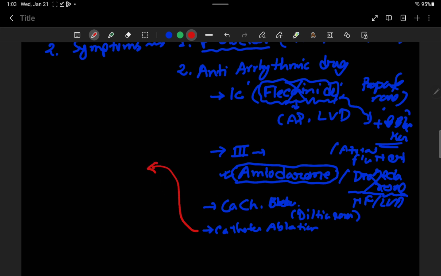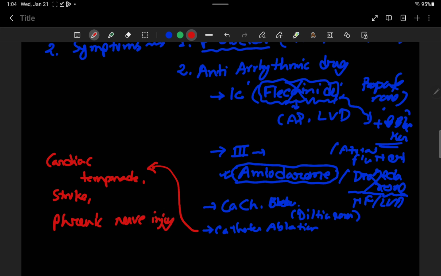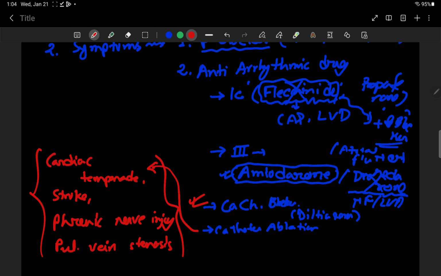You will have to tell the patients what may happen: cardiac tamponade and stroke, phrenic nerve injury. So there are lots of problems, that's why this is reserved. And pulmonary vein stenosis. So these are the side effects of the catheter ablation. So you'll have to give your patient the proper information about what problem he may suffer.